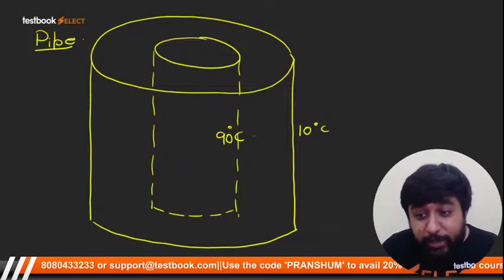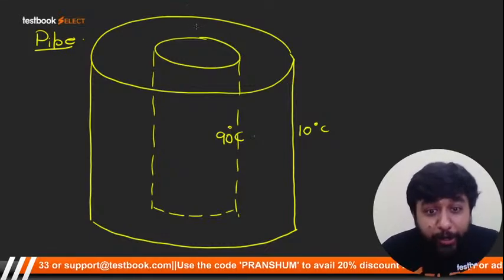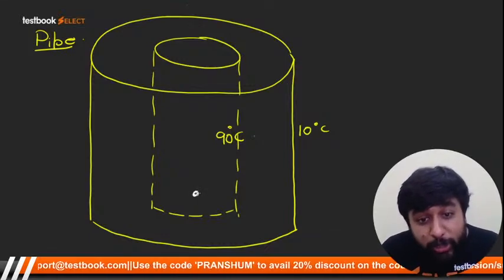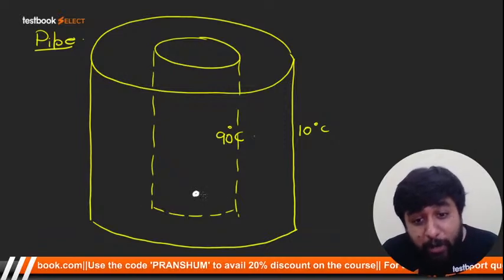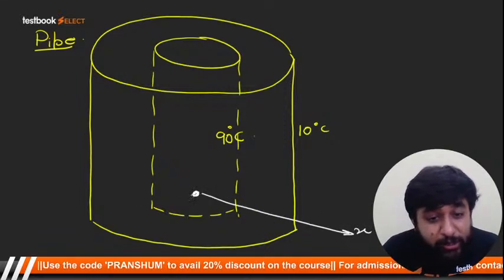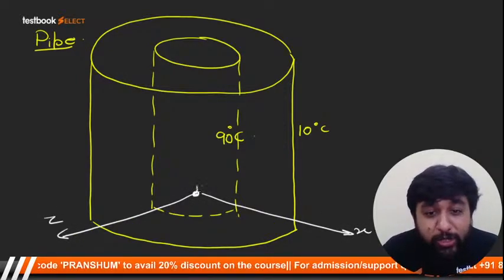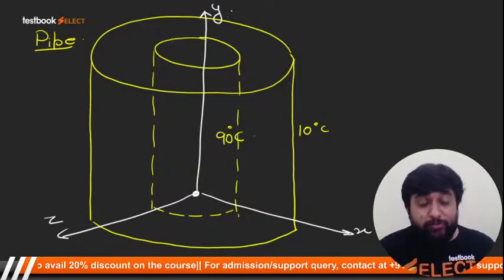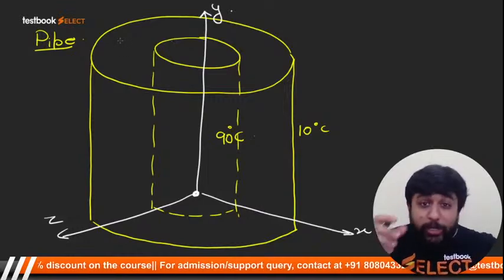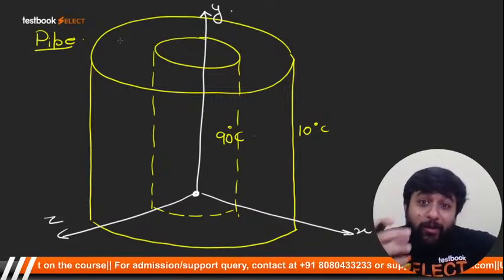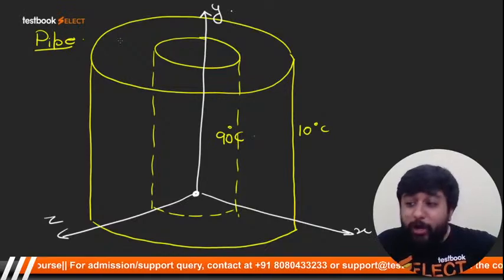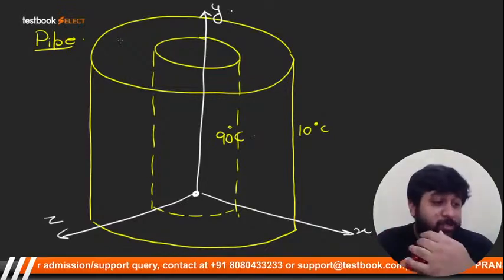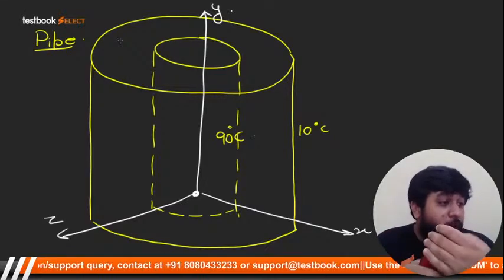Now I am explaining this problem by a Cartesian coordinate system. This is the origin of the Cartesian coordinate system. This is your x direction, this is your z direction, and this is your y direction. Kindly tell me what kind of system is this, 1D, 2D or 3D. Please check and let me know.